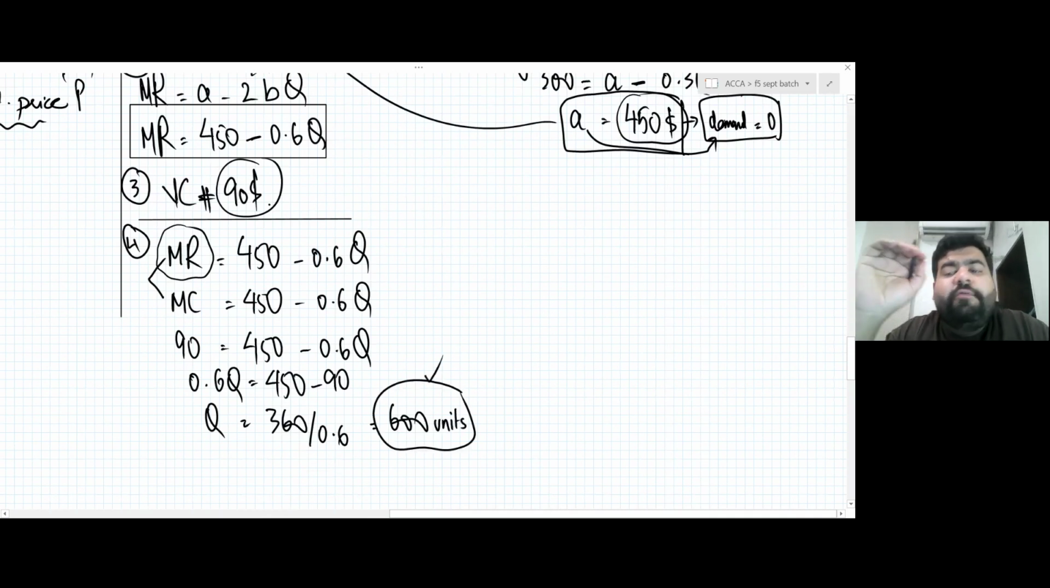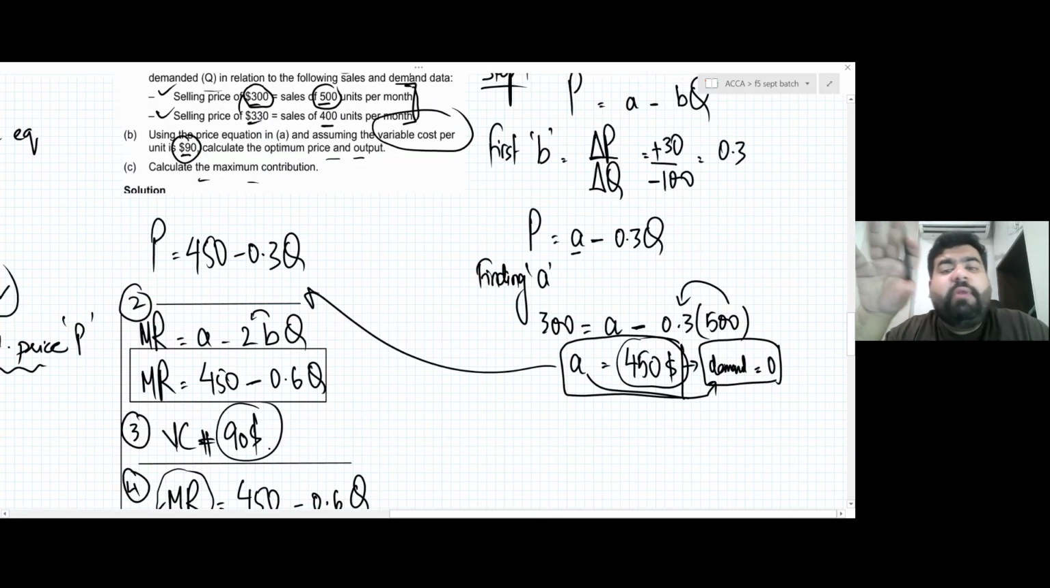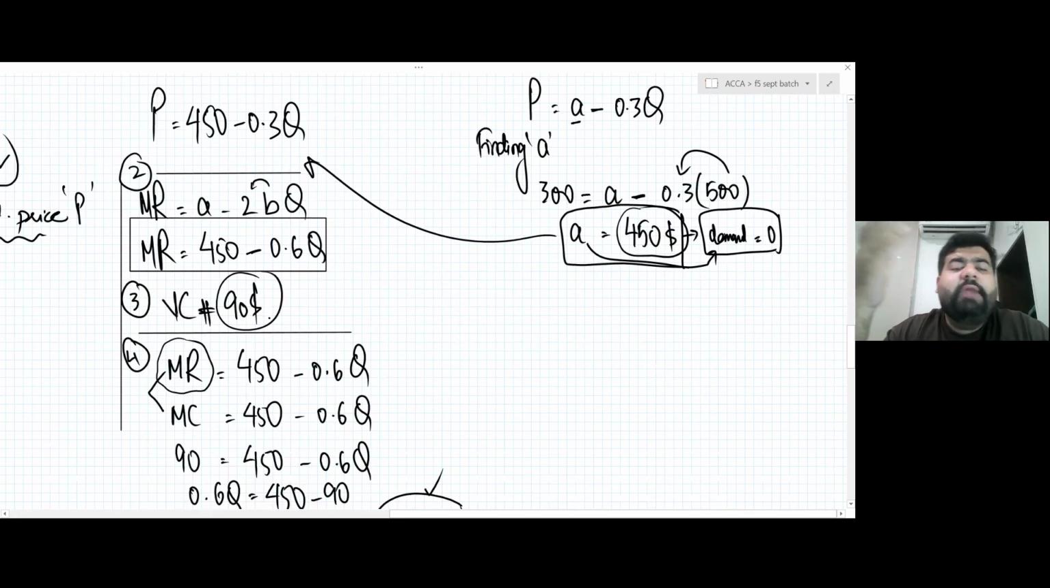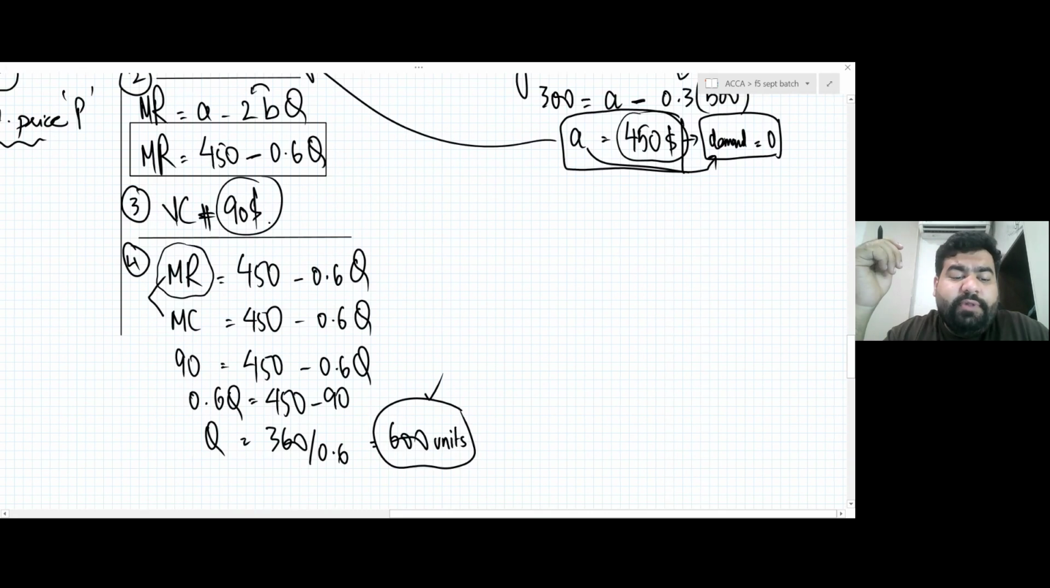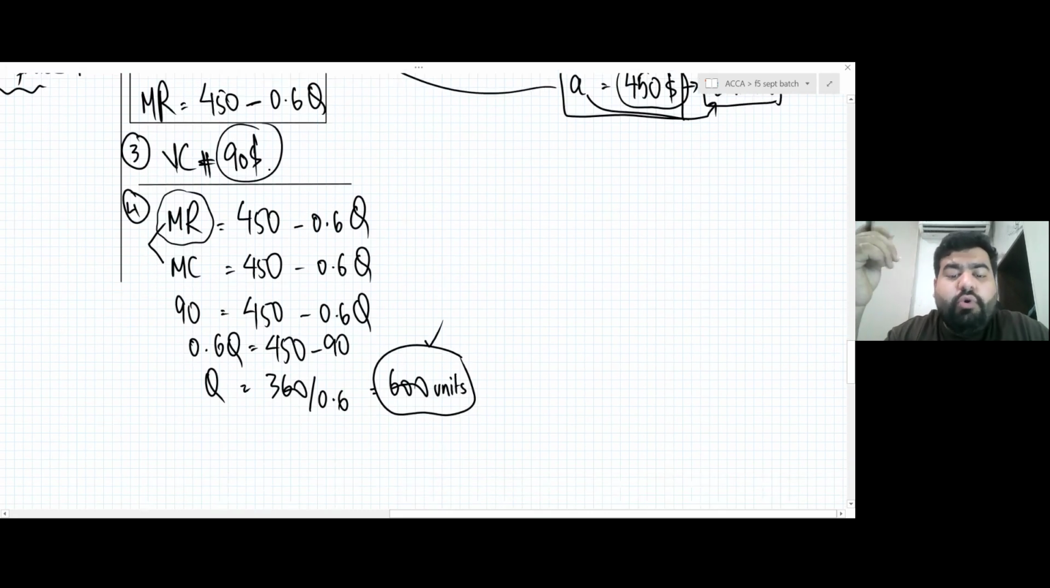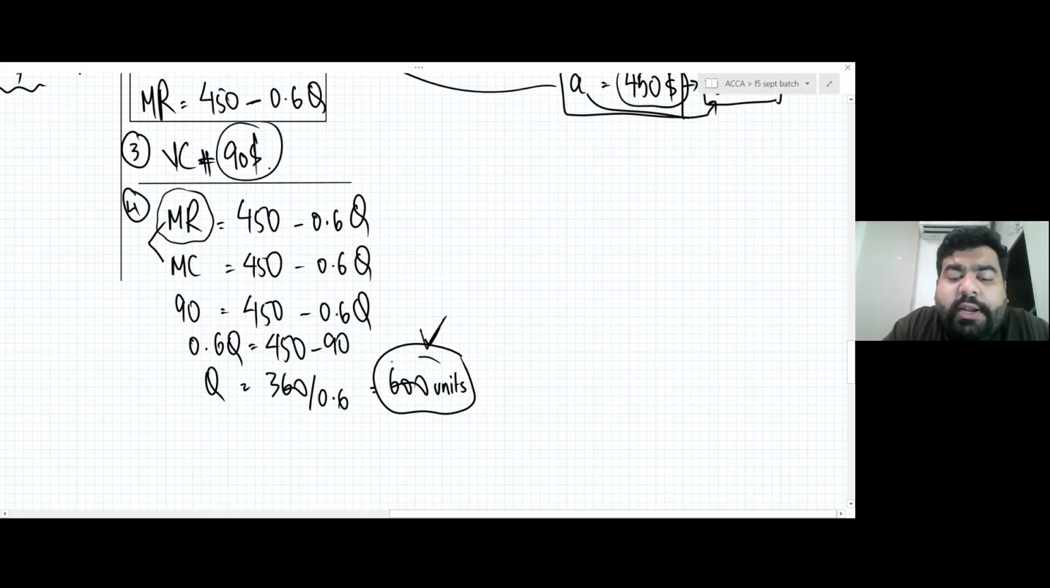So actually, first we have to make the relationship between price and quantity by P is equal to A minus BQ, in which we calculate P first and then A using the data. After that, write the marginal revenue formula: P is equal to A minus BQ becomes A minus 2BQ. Then make the formula, because values are already calculated for A and B. Then calculate variable cost, or if it's given directly, write it. In step 4, equate marginal revenue with marginal cost, meaning replace the marginal revenue with the variable cost you are given, and calculate Q. Now you get the best quantity you can sell, 600 units, at which you can earn maximum profit.